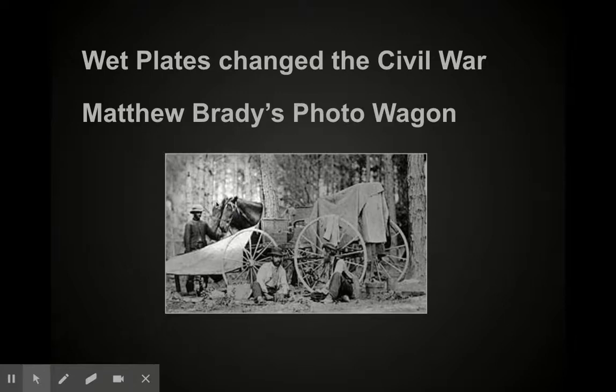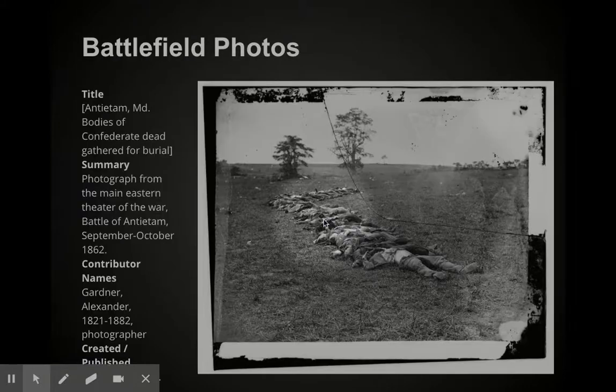As you can see in this image, this is called Mathew Brady's photo wagon. Mathew Brady was one of the most famous photographers of the Civil War era. They would be able to put all their equipment in a photo wagon and go out into the world, right? And so what he and some other photographers started to do was go to Civil War battlefields. And when they went there, they would take battlefield photos.